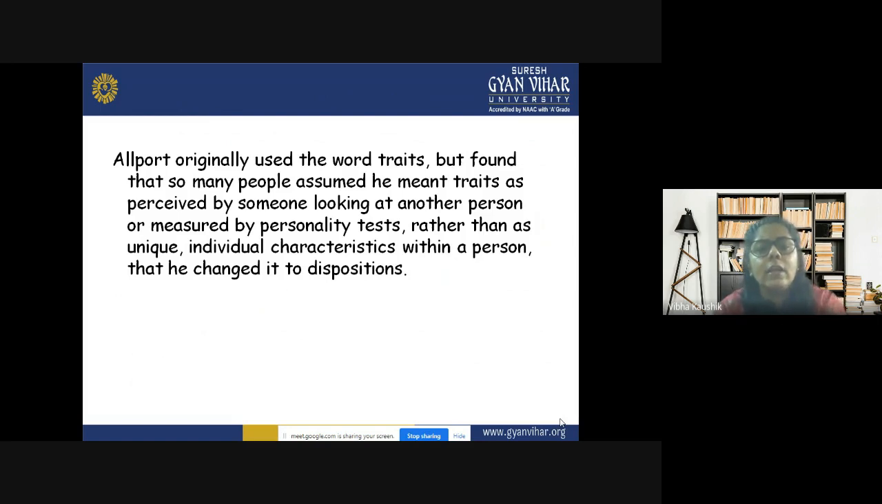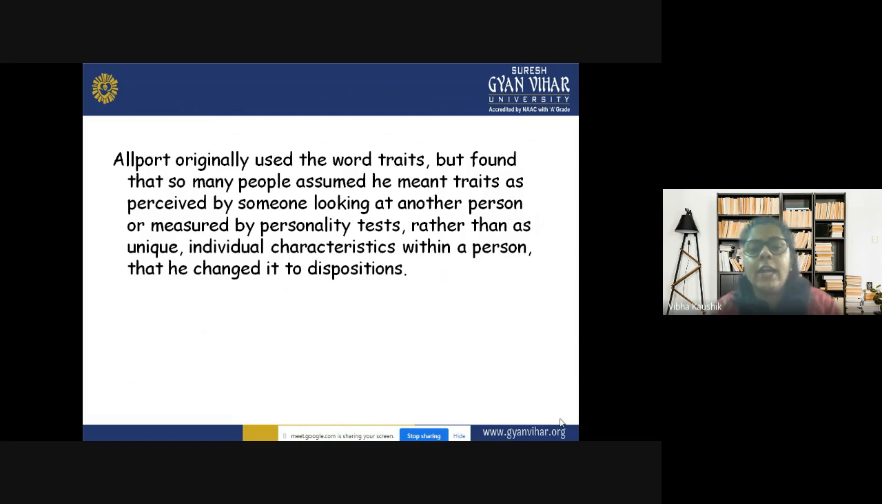He is saying that so many people assume he means trait as perceived by someone. When someone looks at another person and perceives that person, or measures that person's personality by using a personality test, rather than as a unique individual with characteristics within a person.